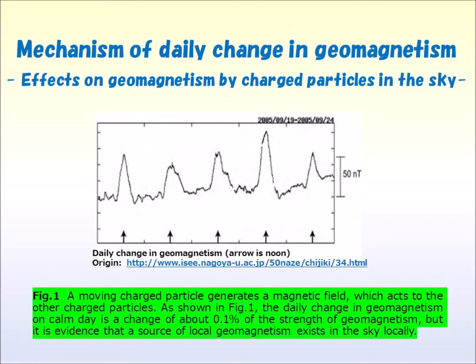Mechanism of daily change in geomagnetism. A moving charged particle generates a magnetic field, which acts on the other charged particles. As shown in Fig. 1, the daily change in geomagnetism on a calm day is a change of about 0.1% of the strength of geomagnetism, but it is evidence that a source of local geomagnetism exists locally in the sky.